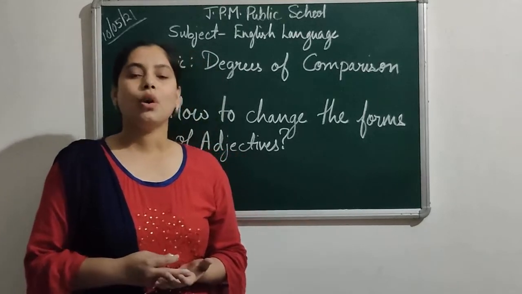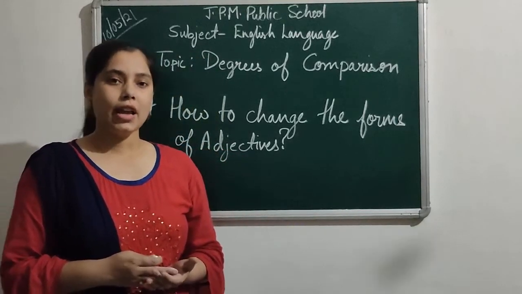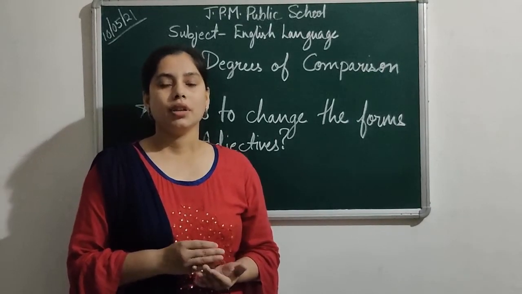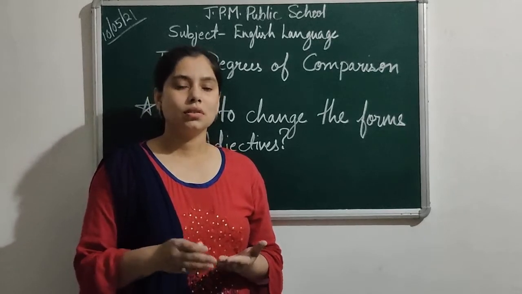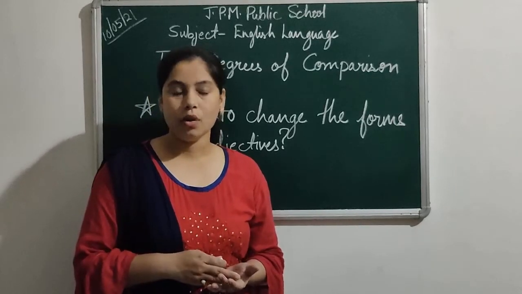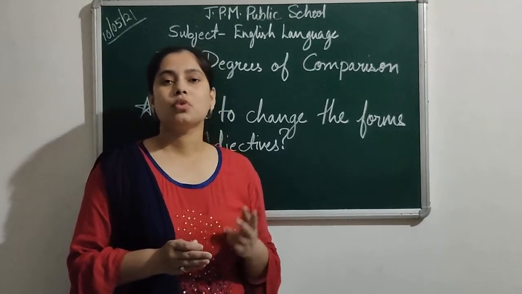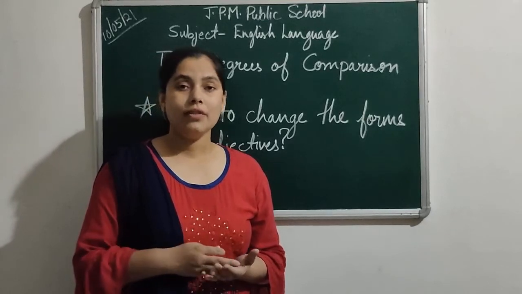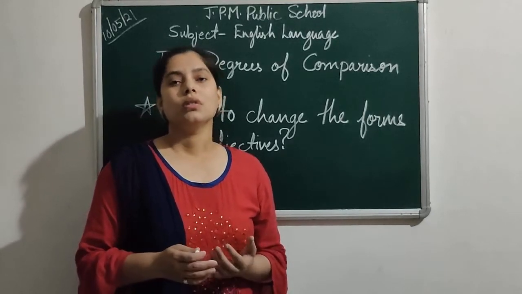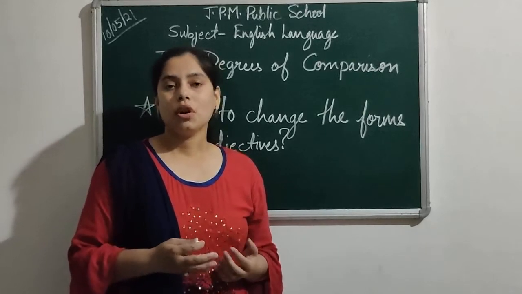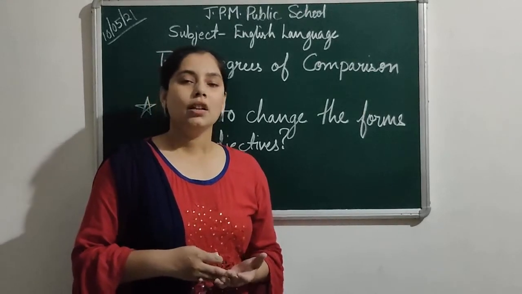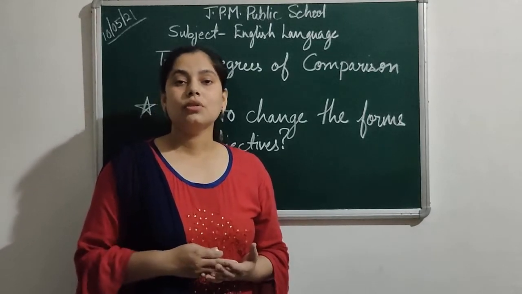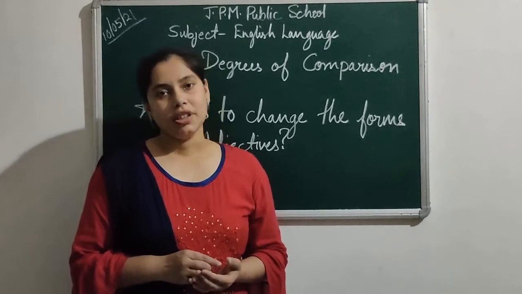adjectives. The first form, which is used to describe a person, is called the positive degree. Whenever we use the second form, that is called the comparative form, to show the comparison between two people, that is called the comparative degree. And whenever we talk about more than three persons and we use the adjective, in that case the adjective is used in the superlative degree.